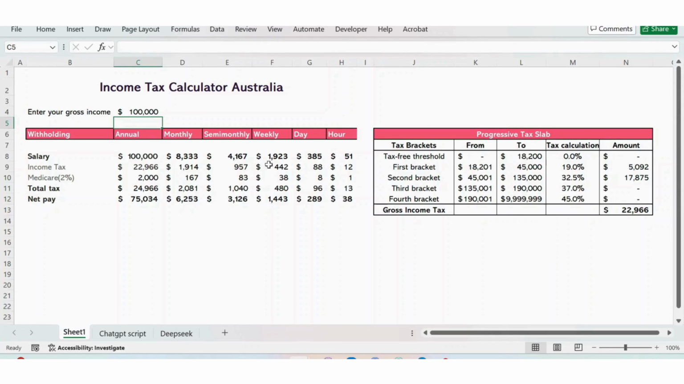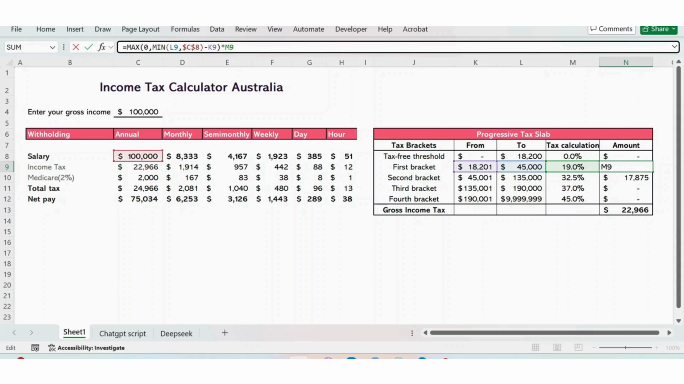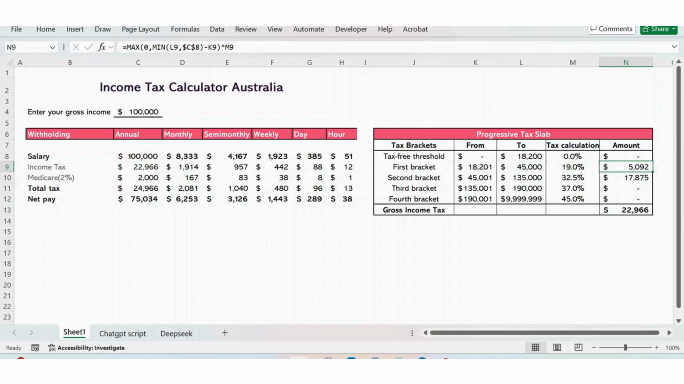Part 2, how income tax is calculated. Australia uses a progressive tax system, meaning different portions of your income are taxed at different rates. Let's look at the progressive tax slab table on the right. For $100,000, first slab, $0 to $18,200 is tax-free, so $0 tax. Second slab, $18,201 to $45,000 is taxed at 19%. That's $45,000 minus $18,201 equals $26,799 times 19% equals $5,092.